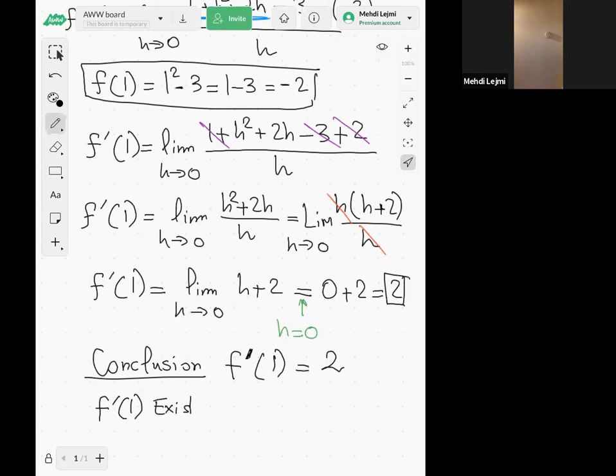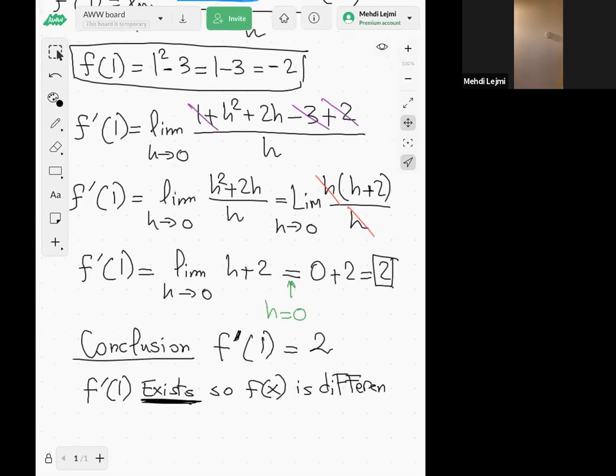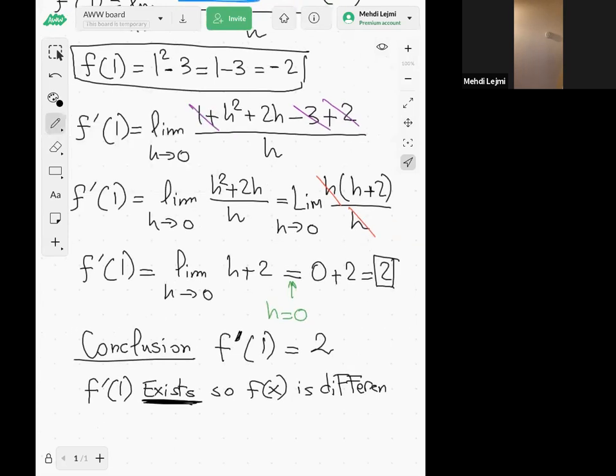So then f of x is differentiable, right? Because f prime of one exists. So then the function is differentiable. Remember f prime of two does not exist. So then f is not differentiable there, but in this case it exists. So then f of x is differentiable at x equal to one.